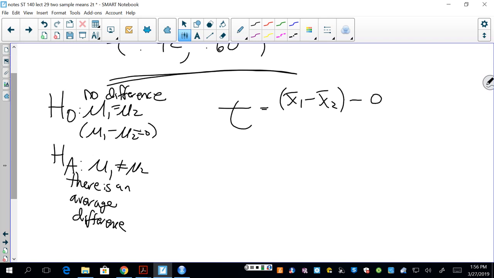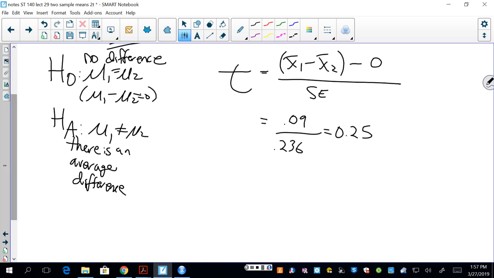In some circumstances, you could think that there was an actual difference that you'd be interested in. If the difference should be 1 liter, then you would put 1 here. That was the null hypothesis. Ours is 0 in this case, divided by standard error. So 0.09 divided by 0.236 is about 0.25. A quarter of a standard error. That's not very extreme, right? It's easy to happen. Fairly regular variation about the mean.